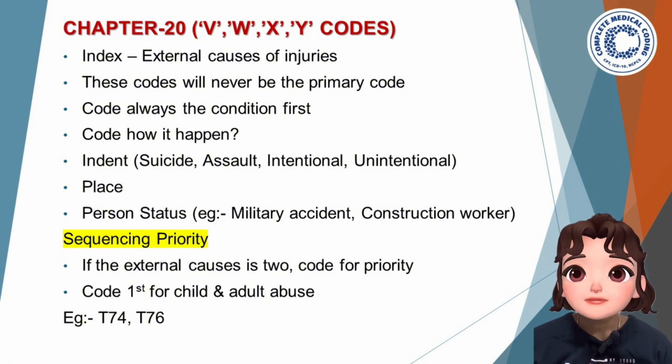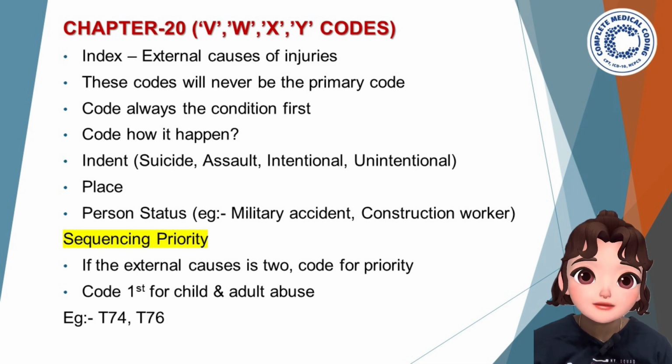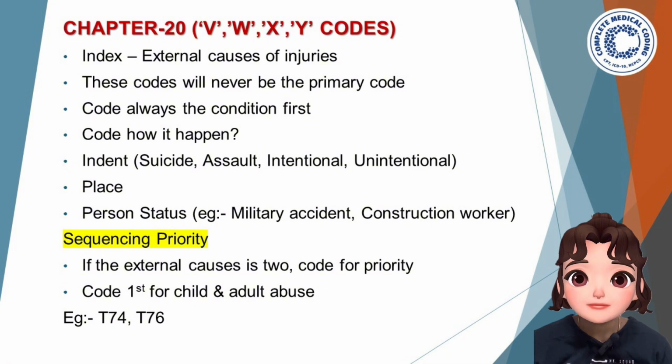So this one, we will get it from the external causes of injuries in the index. That is the agent which was mentioned in chapter 19. External causes of injuries. These codes will never be the primary code. This will be the add-on code only. These codes will never be used as a primary code. Not add-on, secondary code. We will use it as a secondary code.